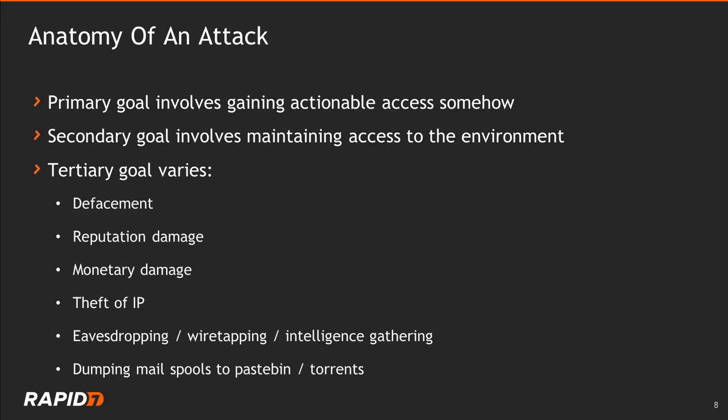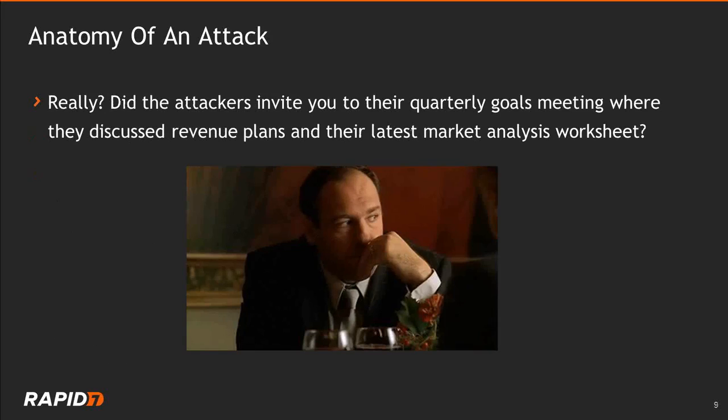Theft of intellectual property you'll sometimes see, but generally speaking, theft of IP happens with competing businesses that are literally inciting espionage on one another. Eavesdropping, wiretapping, and intelligence gathering we've seen before with all the HBGary and the Palantir stuff. And always executives' mail spools.